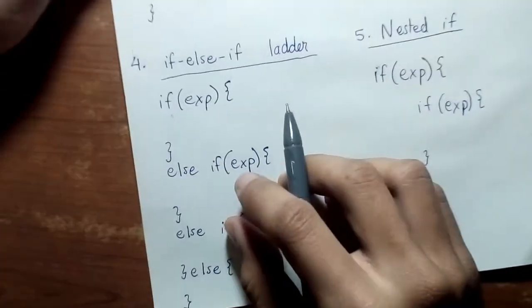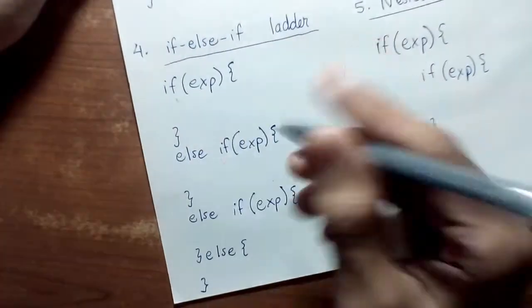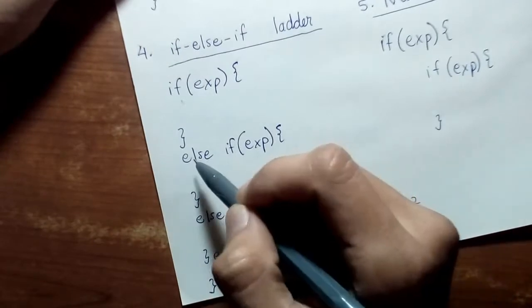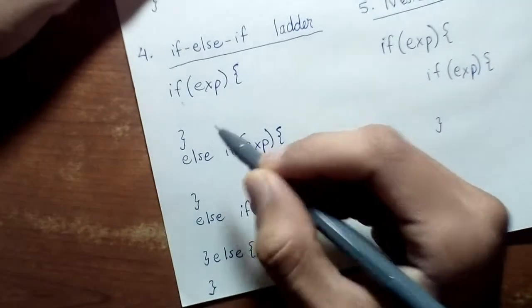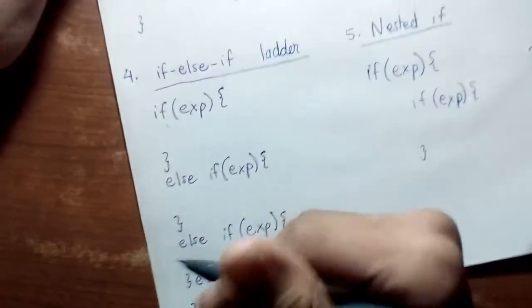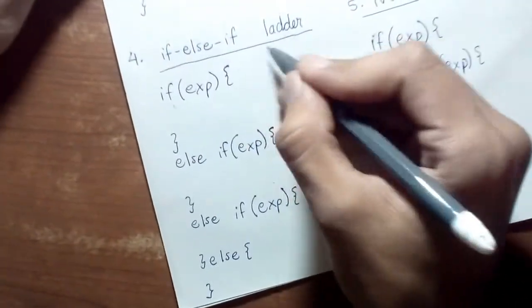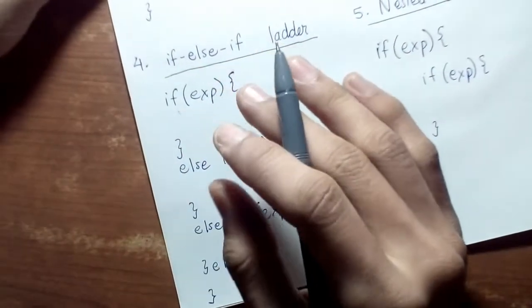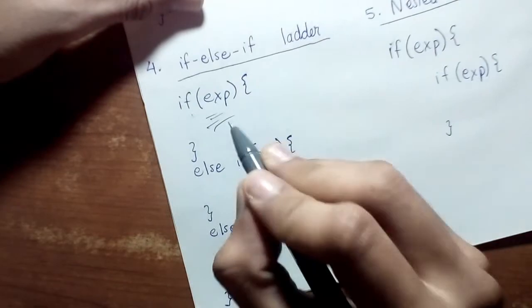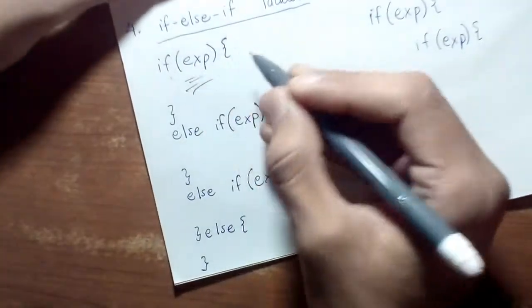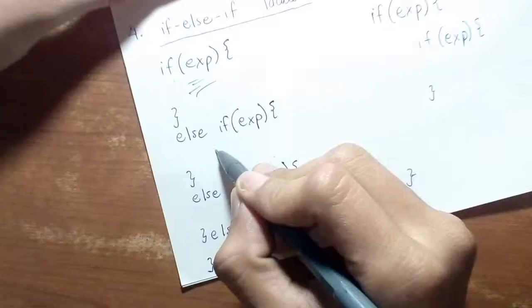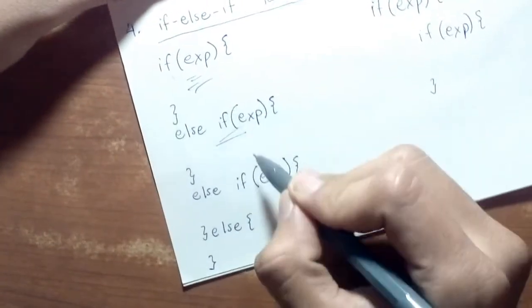After this, in the fourth number, we have the if, else, if ladder. If we go on combining if and else, with if we can combine one else, with else we can associate again one if, and with this if again we can have an else. In this way, if we go on chaining all this, we will get a ladder kind of structure, and we call this the if else ladder. If this first expression is true, then all the code inside this will run, and if this is false, it will go to check the next one. If the next one is true, it will run, or if this is false, it will go on like that, checking one by one.